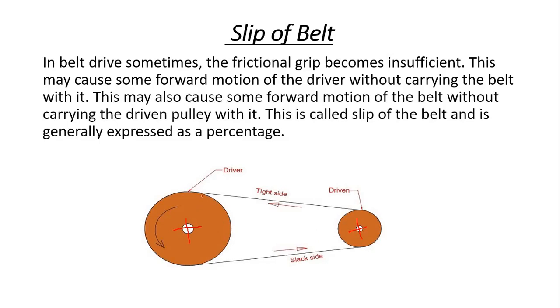Then if the friction between the belt and pulley is insufficient, this may cause some forward motion of the driver without carrying the belt with it. This may also cause some forward motion of the belt without carrying the driven pulley with it. This is called the slip of the belt.